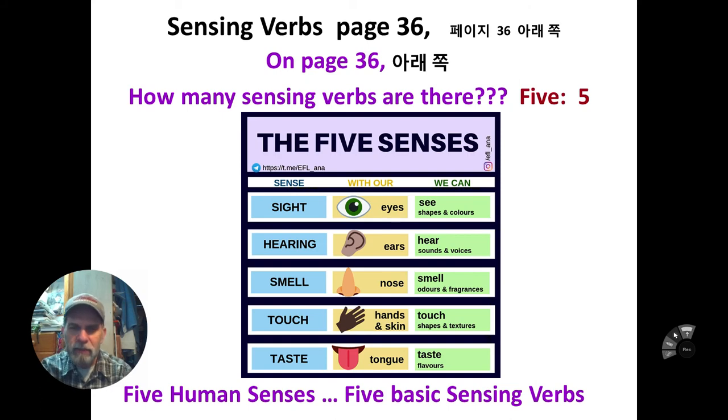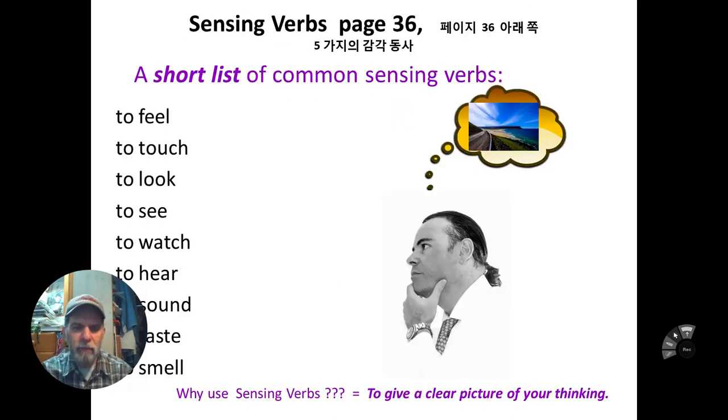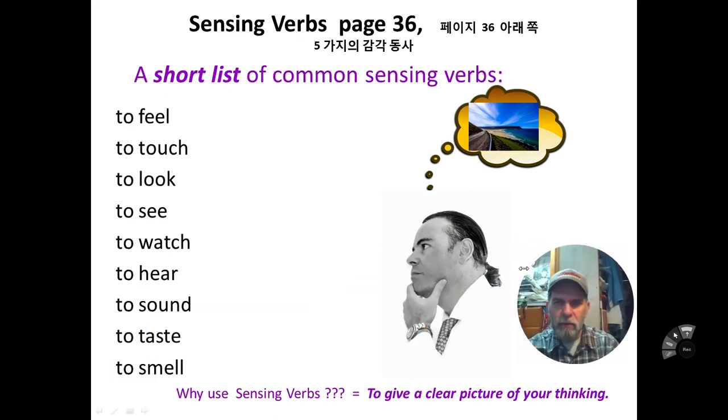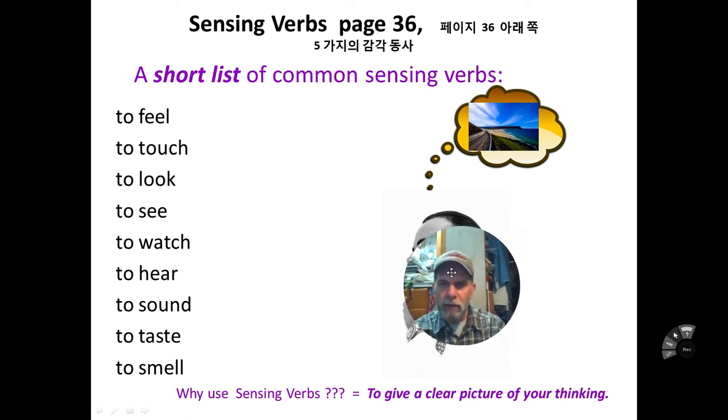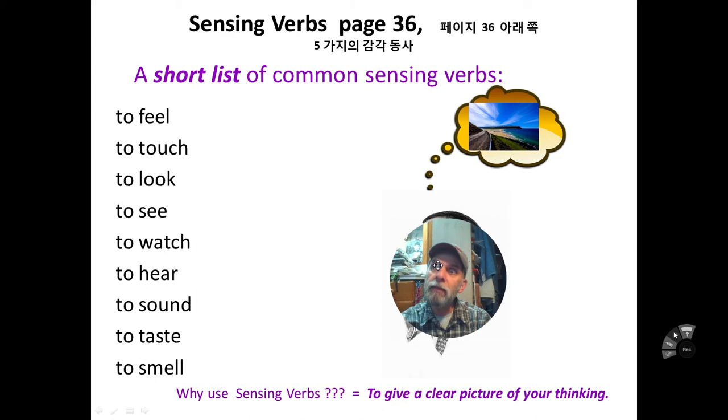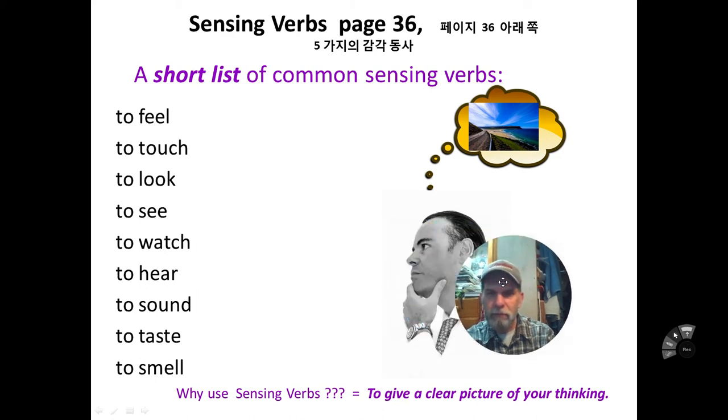Okay, 5 sensing verbs. Oops. Nope. Get back up there. Where am I? Yeah. Okay. Oh, hey. What am I thinking? Oh. No. Okay.